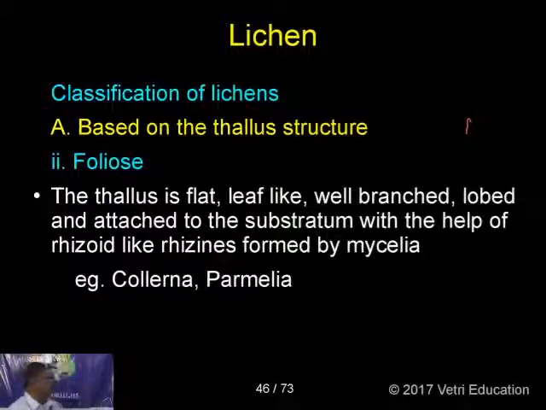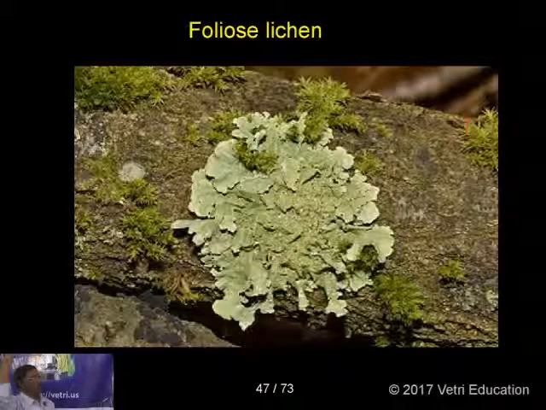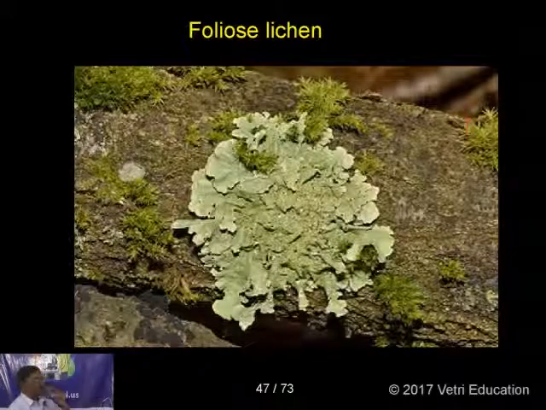Examples are Collema and Parmelia. You can see in the next slide, this is the foliose lichen. Just like leaf-like structures are found, delicate and thin leaf-like structures. This is foliose lichen.